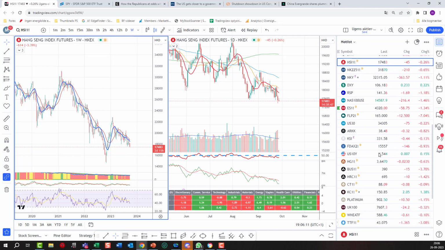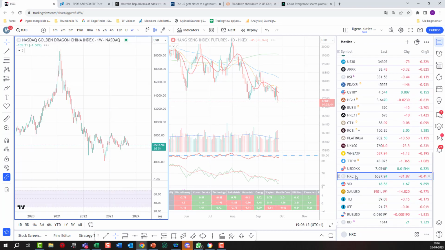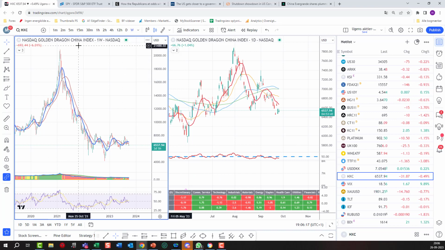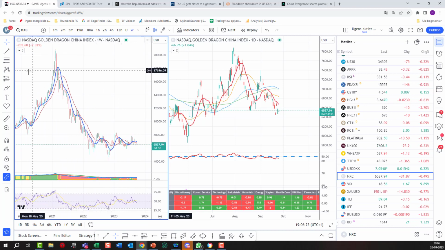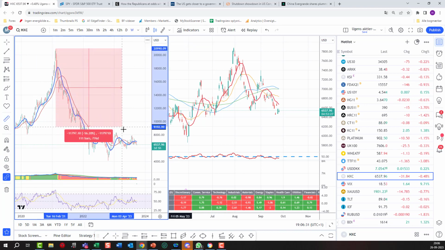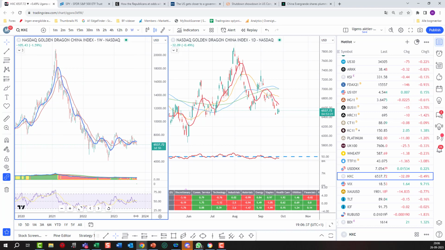There is also another index. Let me find it down here. I think this is the one. The Golden Dragon China Index. These are large Chinese companies that are on the US stock exchange. And as you can see, they topped out in February 21 here, and it has not been looking pretty for a very, very long time. They're down 69%. So not looking pretty at all.